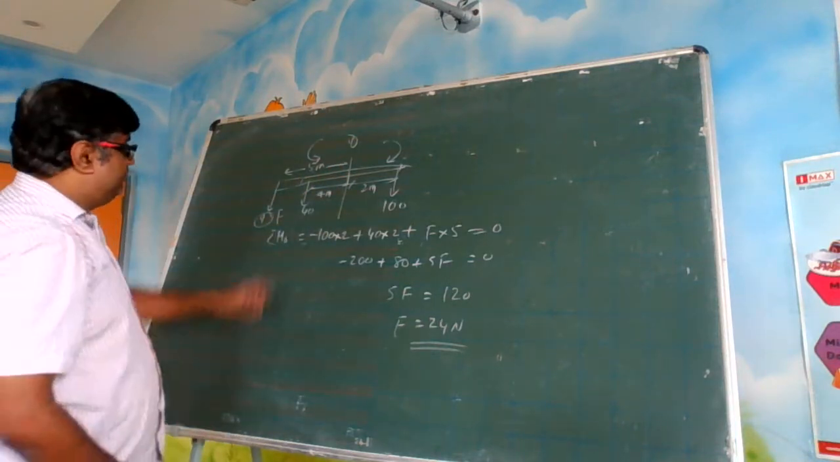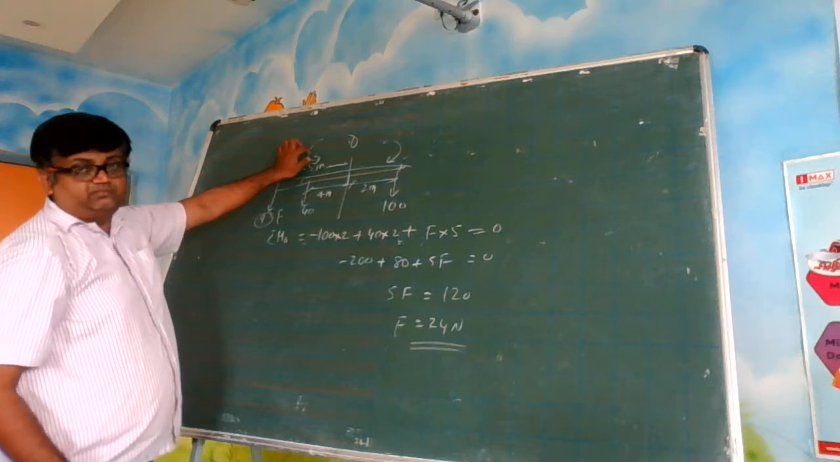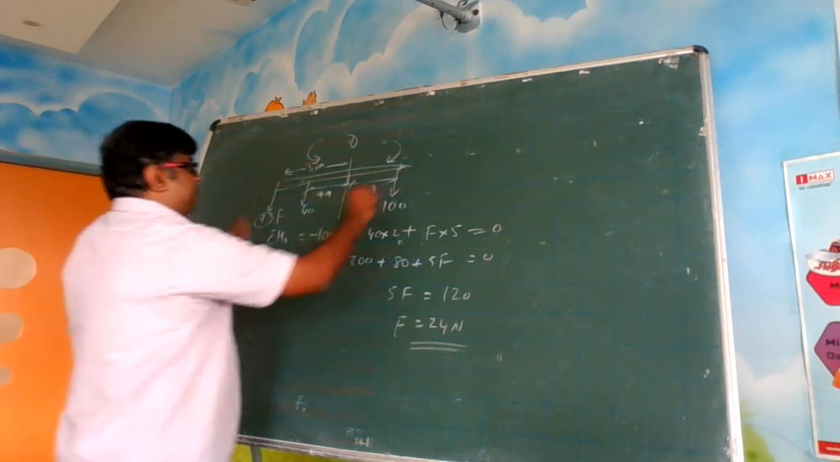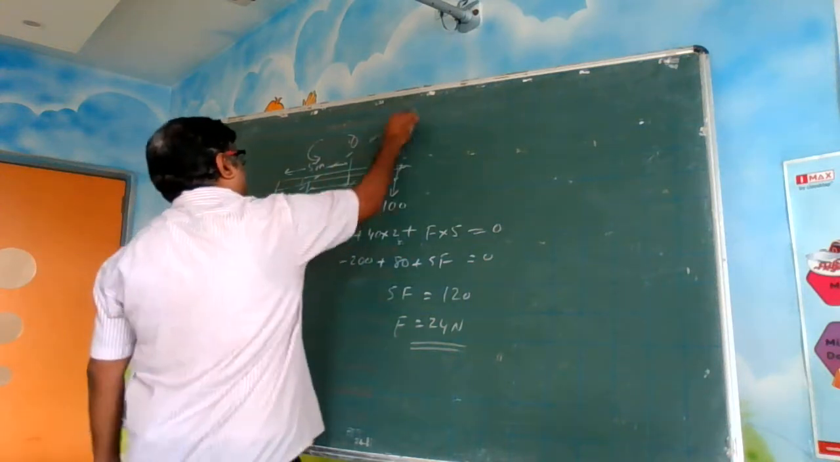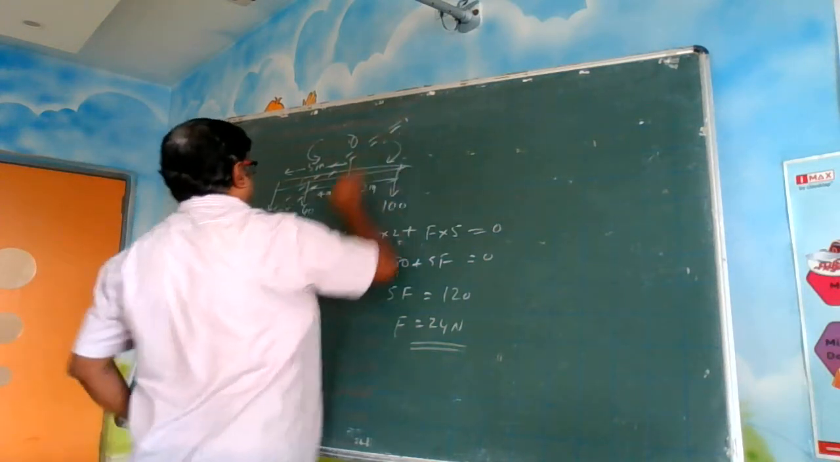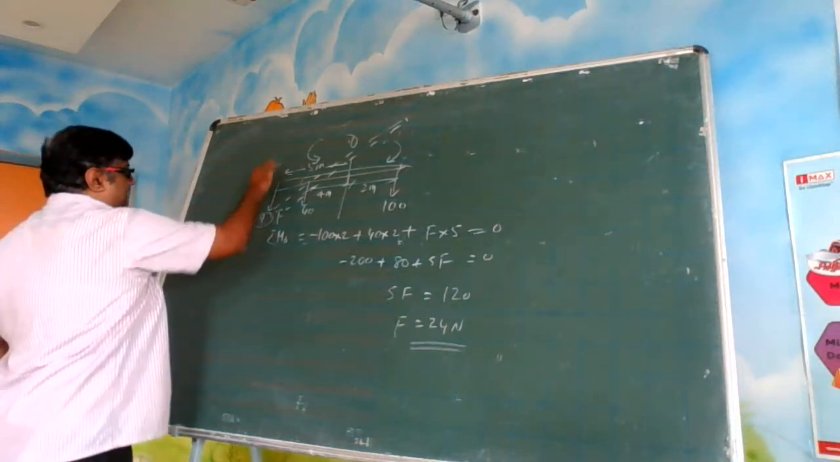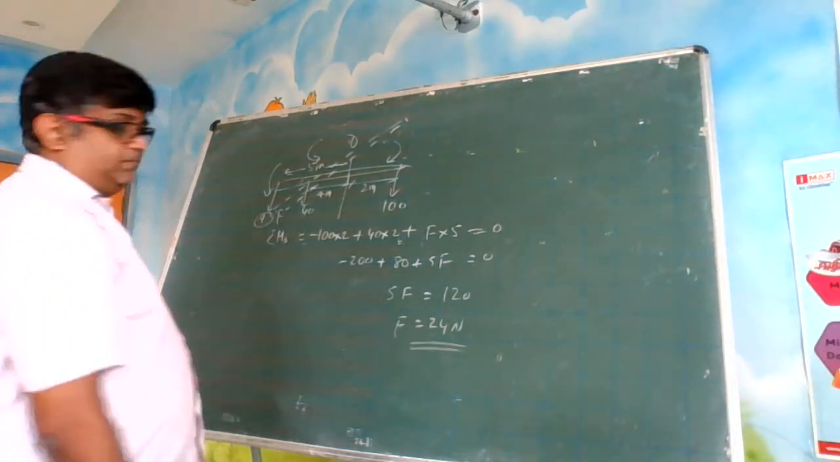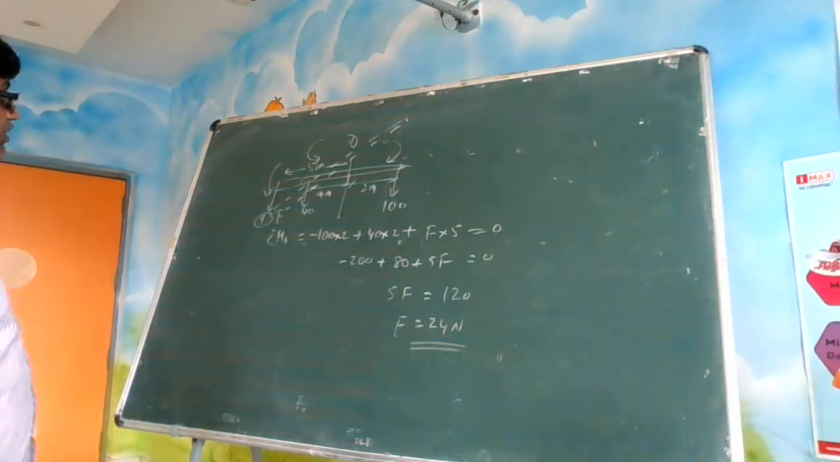How will it rotate? Which one is more? This is more. Left side, anti-clockwise is more. So this will slightly rotate like this. This will tilt a little like this. Okay? So using principle of moments, we can make calculations like this.